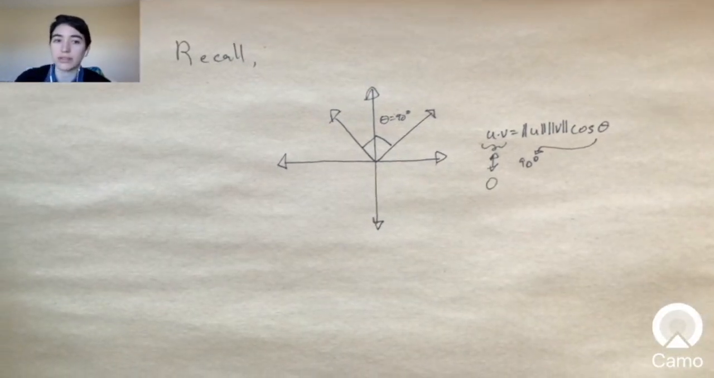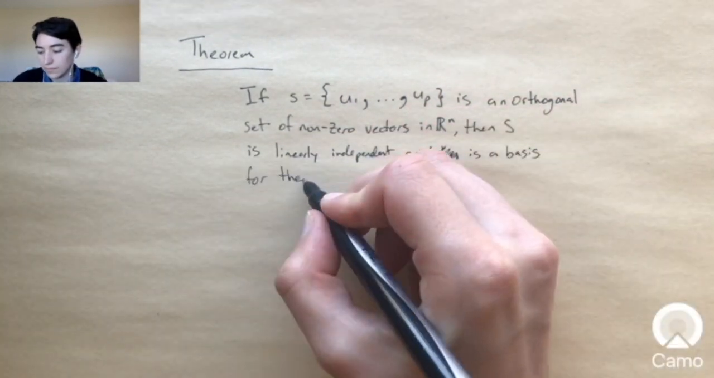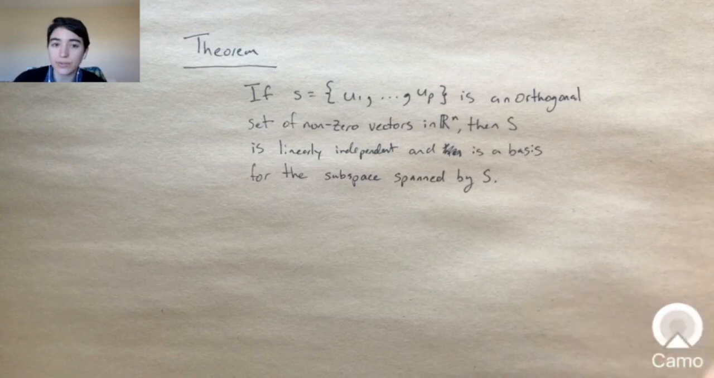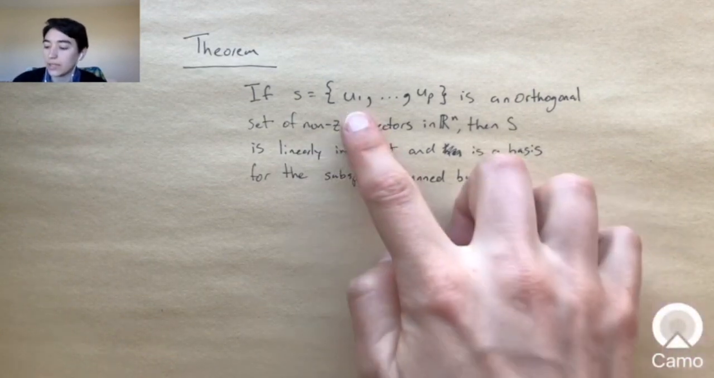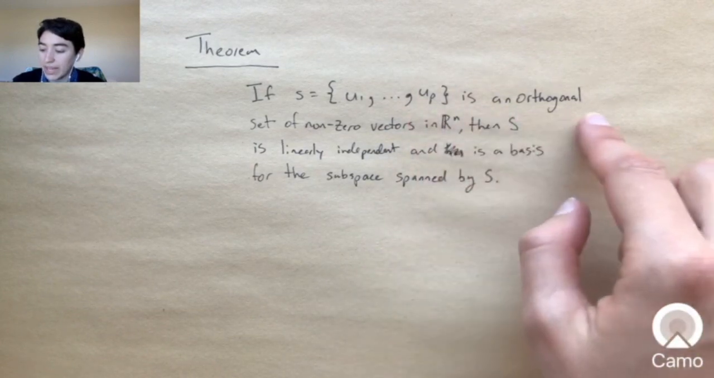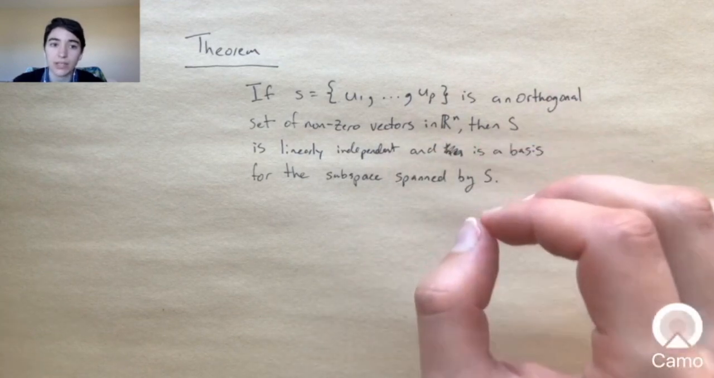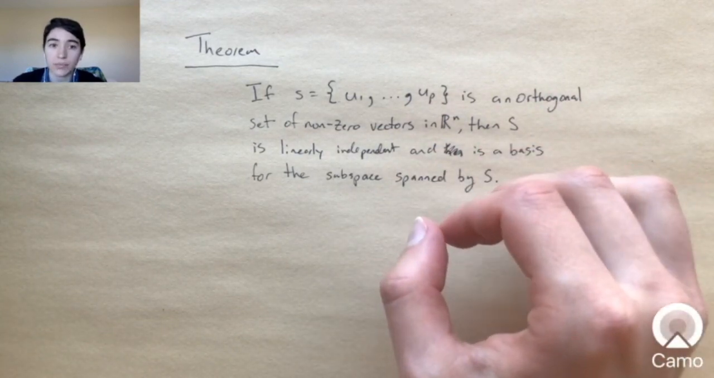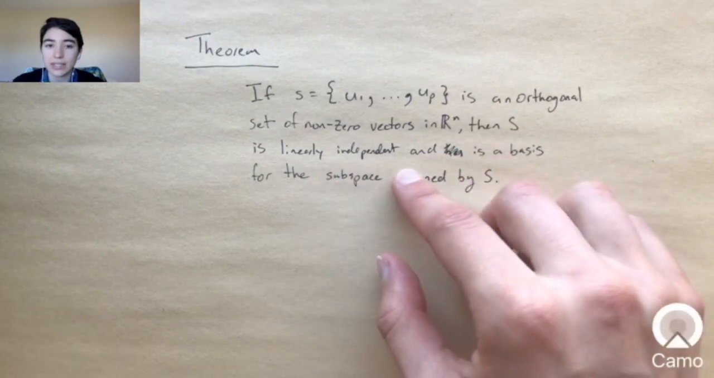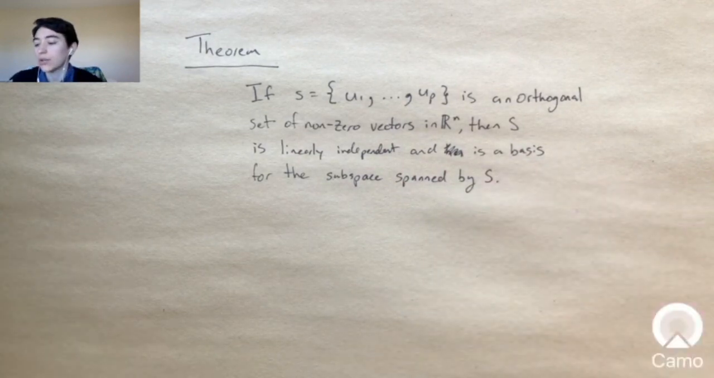So let me write out this theorem for you. Okay, if S is equal to U1 on through UP, an orthogonal set of non-zero vectors, so a bunch of vectors, none of them are 0, and we know all of them are orthogonal, then S is linearly independent and is a basis for the subspace spanned by S. Okay, what does this mean?